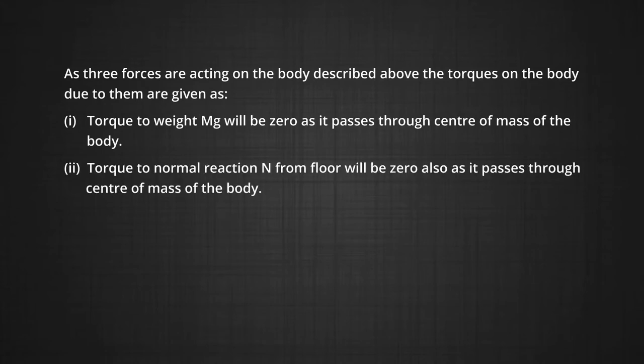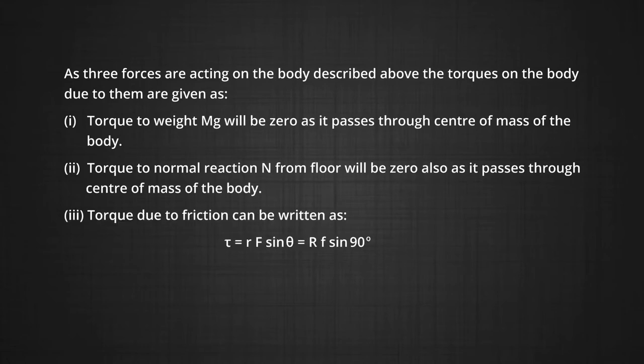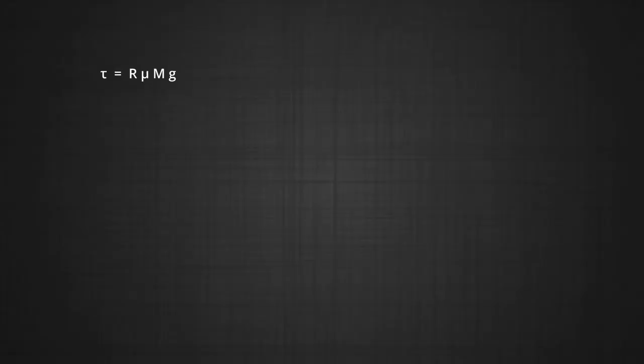Second, the torque due to the normal reaction from the floor will also be 0, as it also passes through the center of mass of the body. Third, the torque due to the frictional force can be written as tau is equal to r F sin theta, where small r is the distance between the point of application of force and the center about which it rotates, which is capital R. So, torque becomes capital R into F into sine of 90. So, the magnitude of torque becomes R times mu times mg.